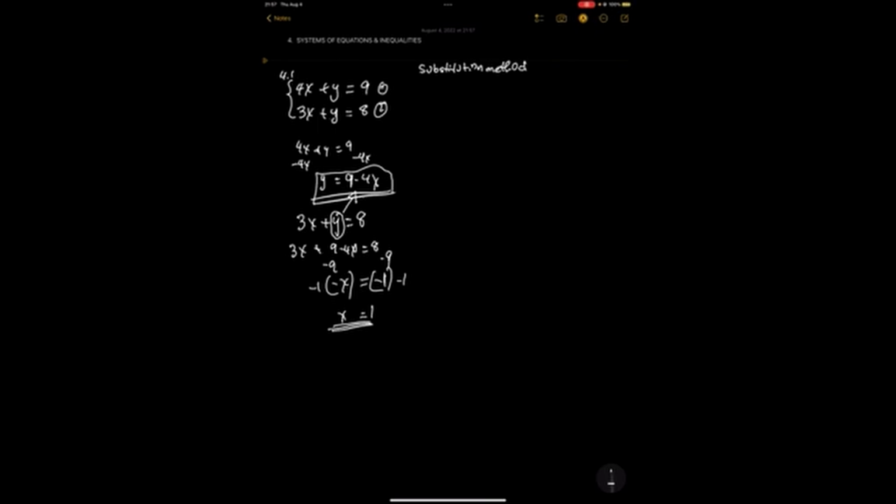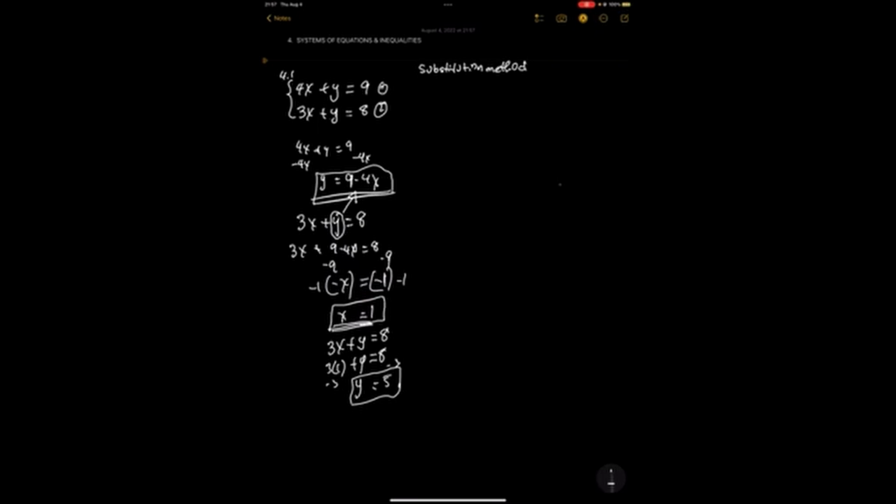So I want to find out what number that would be for y. With x equals 1, I can plug that into equation number 1 or equation number 2. I'm going to plug it into equation number 2. So I'm going to say 3x plus y equals 8, and because x equals 1, I can say 3 times 1 plus y equals 8. I'm going to subtract 3 on both sides, and I get y equals 5. So when x equals 1, y equals 5.